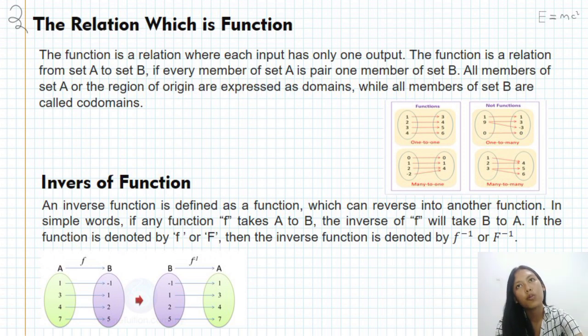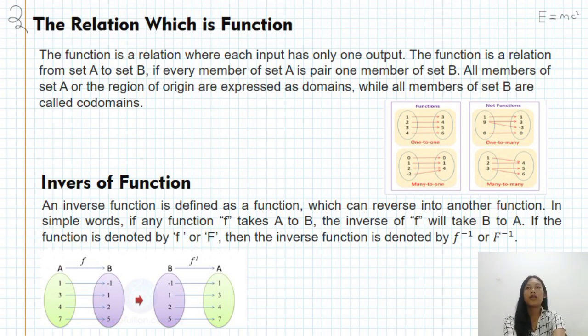Next, we have the relation which is a function. A function is a relation where each input has only one output. A function is a relation from set A to set B if every member of set A is paired with one member of set B. All members of set A, or the region of origin, are expressed as the domain, while all members of set B are called the codomain. You can see the example of which one is a function and which is not a function.